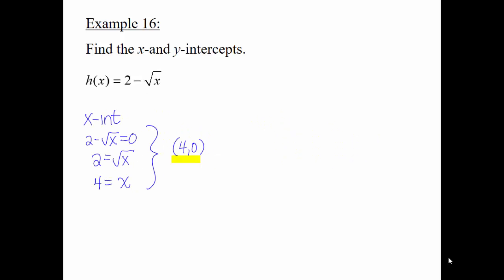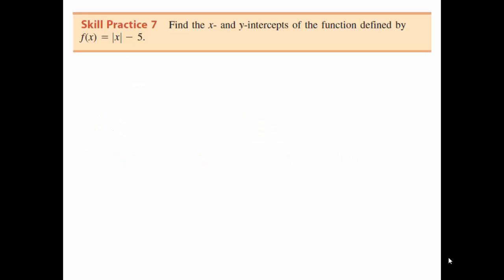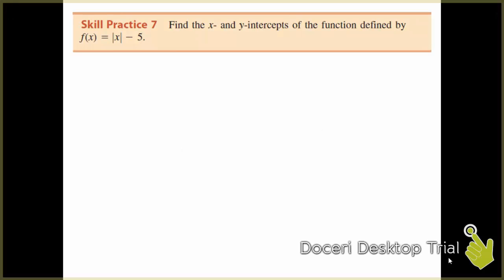Okay, x-intercept: 2 minus the square root of x equals 0. The square root of x equals 2. Square both sides, x equals 4. So you have (4, 0). Again, for the x-intercept, y is always 0. For the y-intercept, you have 2 minus the square root of 0, which is 2. So (0, 2). So find this x and y intercept.